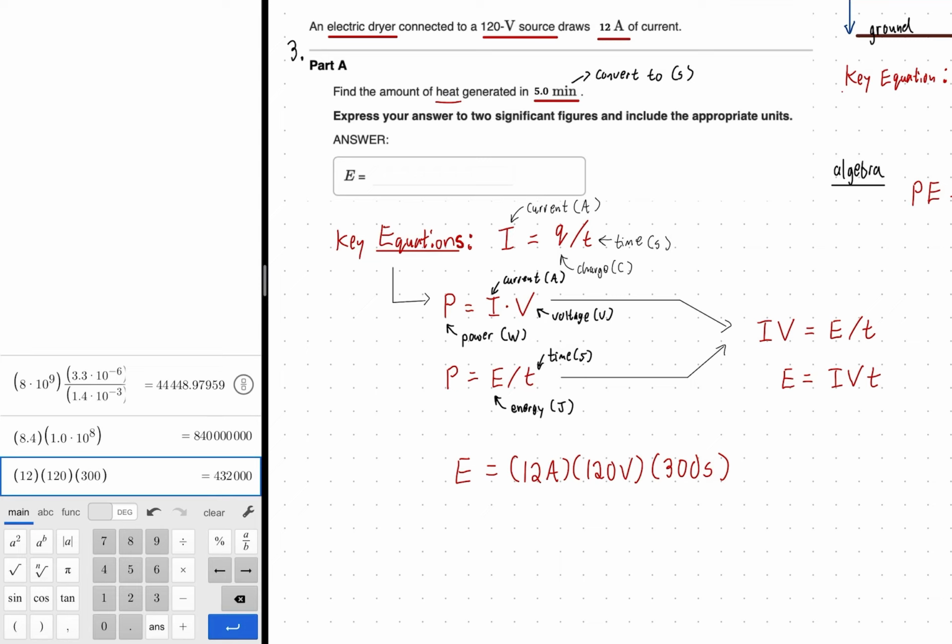There we go. That is the energy delivered in 5 minutes by this dryer. And it is a substantial amount of energy, not nearly as much as a lightning bolt, but still hundreds of thousands of joules of energy. With two significant figures, it would just be 4.3, because we'd have to round down, and the 2 is not greater than 5. So it'd be 4.3 times 10 to the 5 joules.